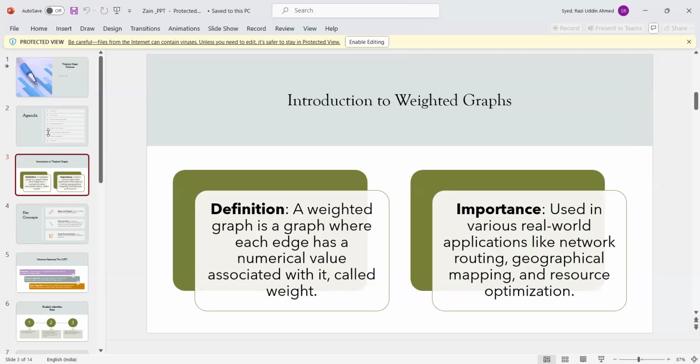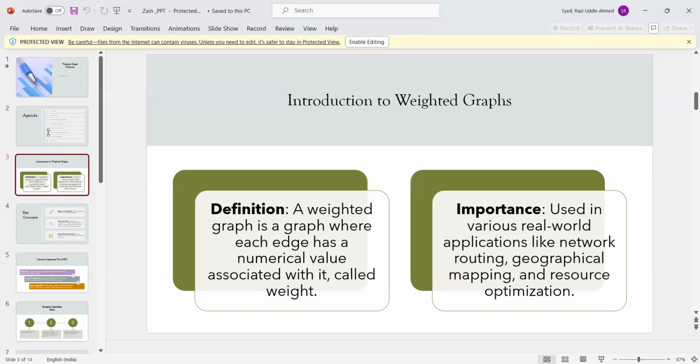Now slide 3, where we have the definition for a weighted graph. It is a type of graph in which each edge has an associated numerical value called a weight. These weights typically represent cost, lengths, or capacities. And their importance: weighted graphs are critical in various applications, network routing, geographical mapping, resource optimization.